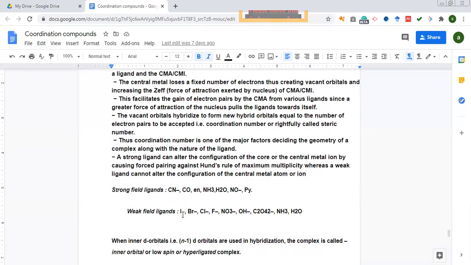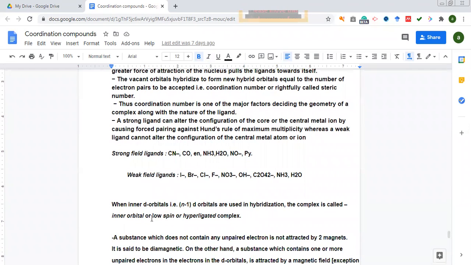Whereas weak field ligands do not have enough energy to pair up the electrons. So thereby they cannot provide vacant inner d orbitals. So in the case of weak field ligands, generally the outermost or outer d orbitals participate in hybridization. So strong field ligands promote inner hybridization, whereas weak field ligands promote outer hybridization. One more important thing we need to remember is that strong field ligands pair up the electrons. So whenever the number of unpaired electrons is decreased, the spin of that complex compound is low. So that's why we call them low spin complexes.